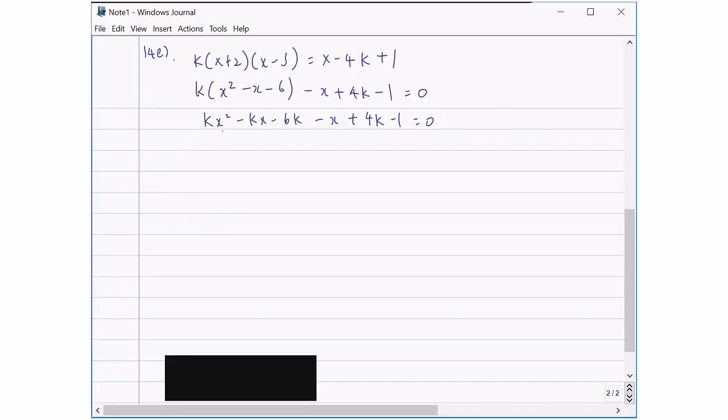So kx squared, x squared term is alone, so copy as alone. X term, got one here and one here. So I'm going to take out common factor x and then put the rest in the brackets. Okay? Minus 6k plus 4k, so minus 2k minus 1. Okay. Up to here, Audrey, you alright?